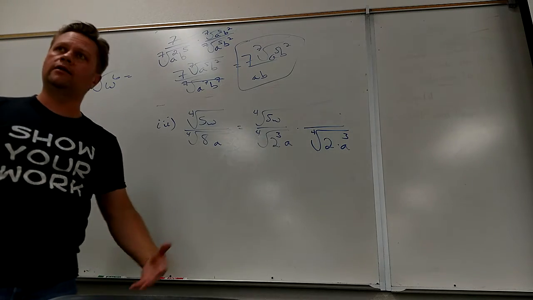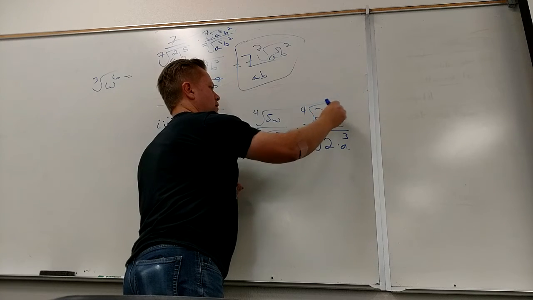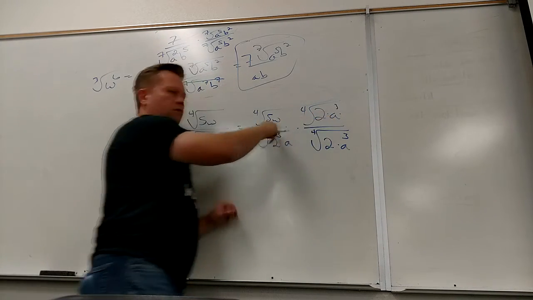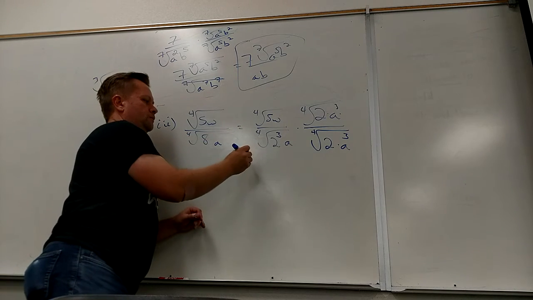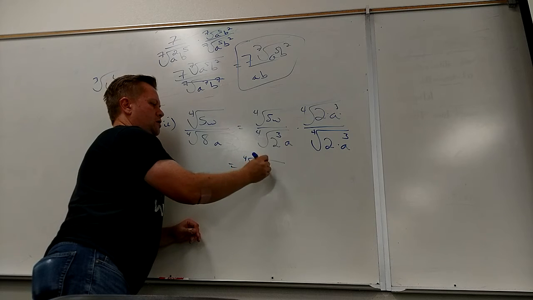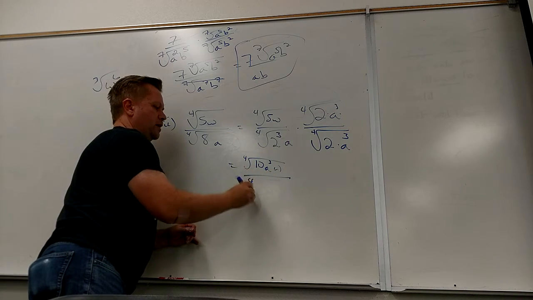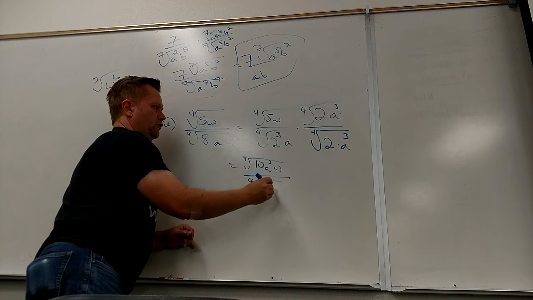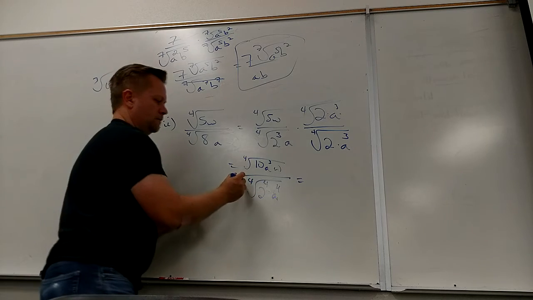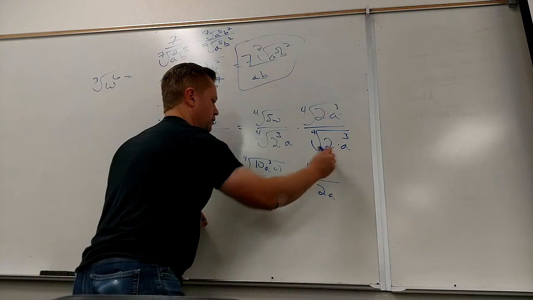This is already bad in the first place. So I have to do the same thing to the top. See how the top doesn't get any choice. Whatever I do to the bottom, I must do the same thing to the top. So what do I get on the top? 10a cubed w. I like it. And on the bottom I get the fourth root of 2 to the 4th times a to the 4th. So what do I really get on the bottom? 2a. On the top I get all of this here.